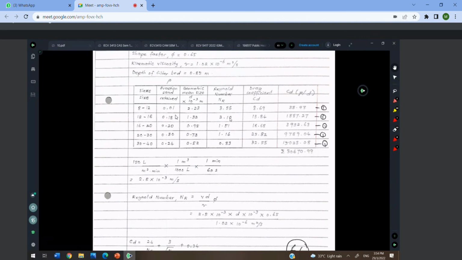Okay, the information regarding the diameter is given in units of mm. That's why we put 10 to the power of minus 3 here, so that we can standardize the unit to meter.